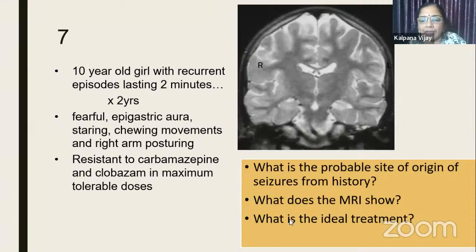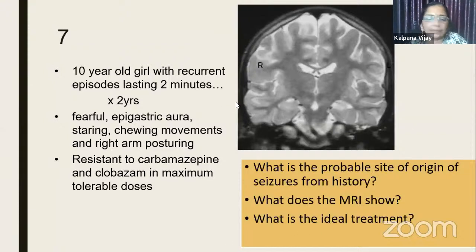And what is the ideal treatment? So mesial temporal sclerosis is the word that is called MTS. So there is hippocampal or the medial part of the temporal lobe is sclerosed. And what is the ideal treatment? It is an anterior temporal lobectomy, that is the surgery.